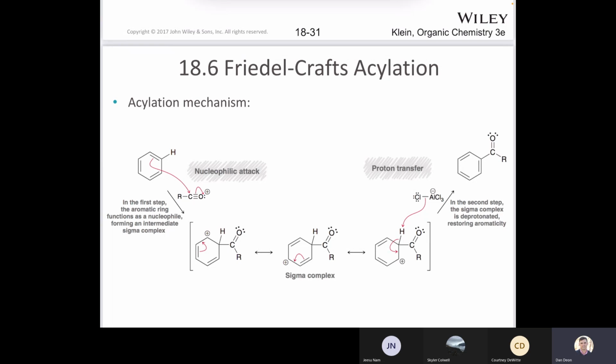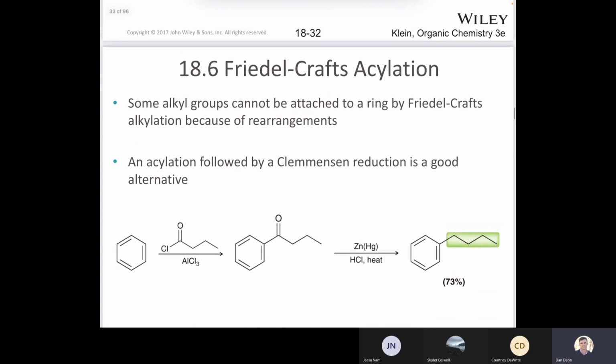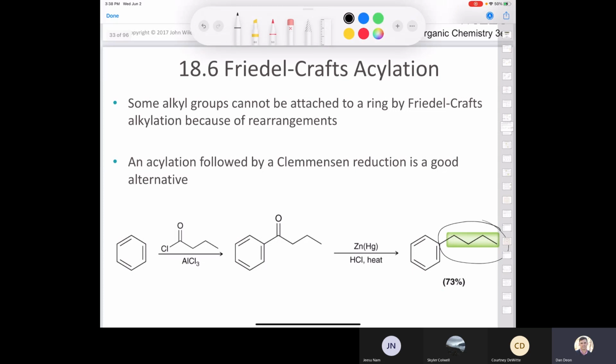Now, there are some interesting nuances to Friedel-Crafts acylation, and one of the coolest nuances is this one here. Remember, I showed you just a few minutes ago that it's difficult to install a primary alkyl group, to attach the carbon that was attached to a halogen on a primary alkyl halide. It's difficult to do that. And so the Friedel-Crafts acylation provides us a route to add a straight chain to our aromatic ring.